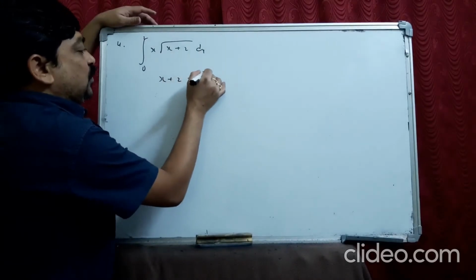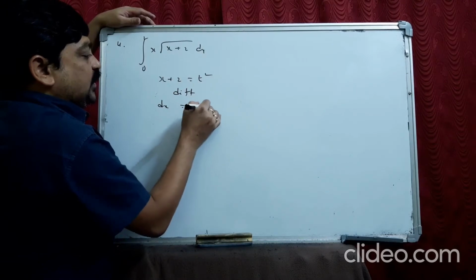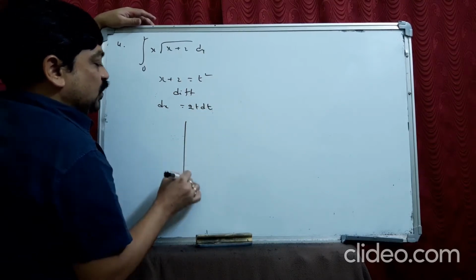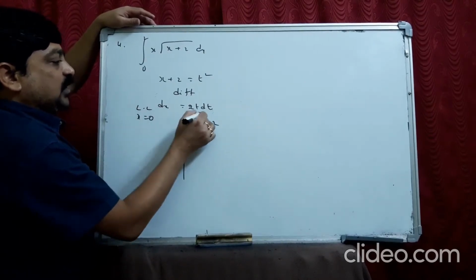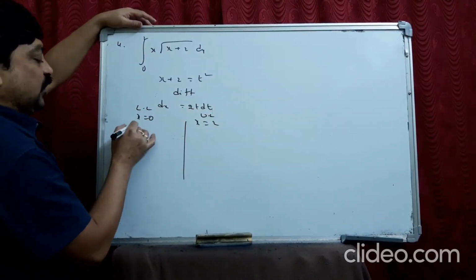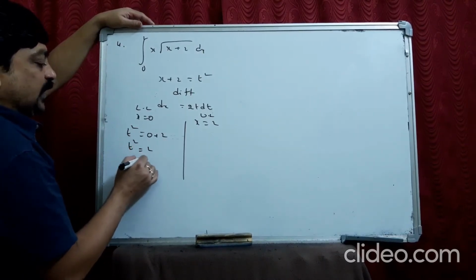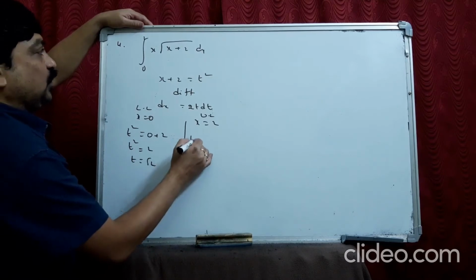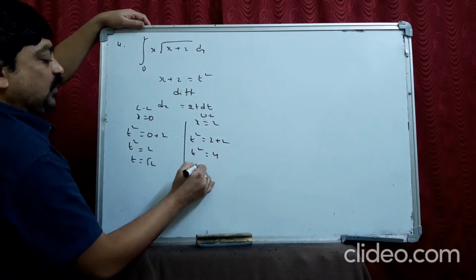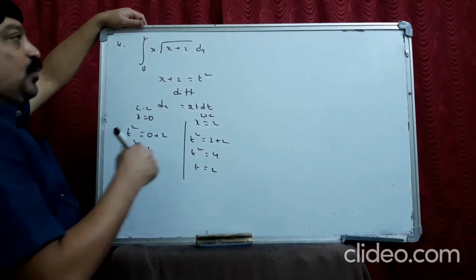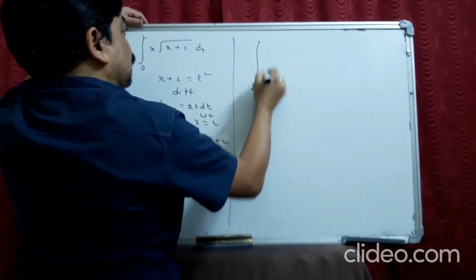Take x plus 2 equal to t square. When you differentiate, dx is equal to 2t dt. In the same way, the limits also should change. X equal to 0 is the lower limit, x equal to 2 is the upper limit. When x equal to 0, t square is equal to 0 plus 2, so t square equals 2, t is root 2. When x equal to 2, t square equals 2 plus 2, t square equals 4, t equals 2. Now the whole problem gets converted to the integral from root 2 to 2.